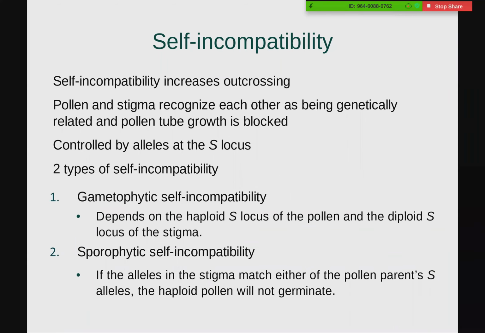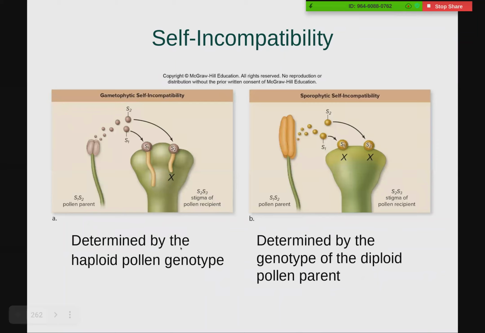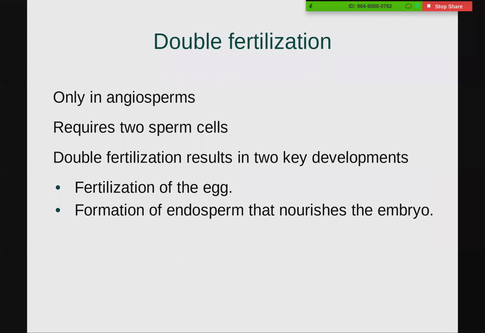The first is what we call gametophytic self-incompatibility, which depends on the haploid S locus of the pollen and the diploid S locus of the stigma, so they're not compatible. Or we have what we call sporophytic self-incompatibility, in which the alleles in the stigma will match either of the pollen parent's S alleles and the haploid pollen will not germinate. So this one is determined by the haploid pollen genotype, and this one is determined by the genotype of the diploid pollen parent. Again, this is not too important to remember, but just know there are incompatibilities that arise between pollen and egg that also prevent self-fertilization from occurring.